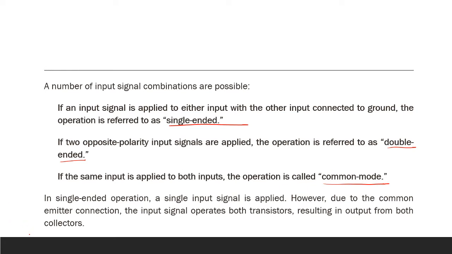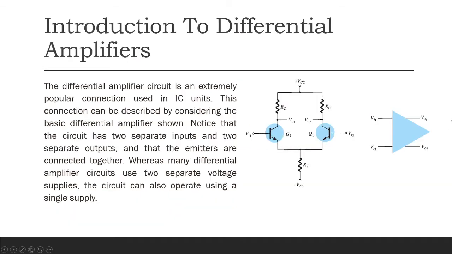So, in single-ended operation, a single input signal is applied. However, due to common emitter connection, the input signal operates both transistors, resulting in output from both collectors. So, as you can see in this circuit, ang mangyayari in single-ended operation, mag-ground tong part na to. Now, pag nag-ground yung part na yan, there will still be output dito sa kabilang collector natin. And the reason is, these two transistors are identical to each other. So, ibig sabihin, mag-work pa rin yung transistor na to on the other side with the same na parameters kung ano yung nag-work on the other side.